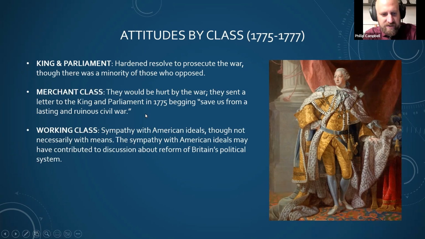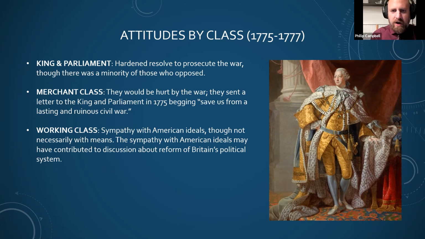Now, when we go down to the working class, you have sympathy with American ideals, though not necessarily with the means. Like I said, everybody was opposed to the violence. They didn't believe that revolution was justified, but they sympathized with American ideals. They sympathized with no taxation without representation because, like I said, only 5% of British people could vote. So these people sympathized with American ideology, I guess, with the writings of Thomas Paine or the ideals of Jefferson, Franklin, these people. And it actually facilitated discussion about reforming Britain's political system. So you got these working class chaps talking in these pubs in Manchester or wherever, and they are voicing sympathy with the attitudes of the revolutionaries.